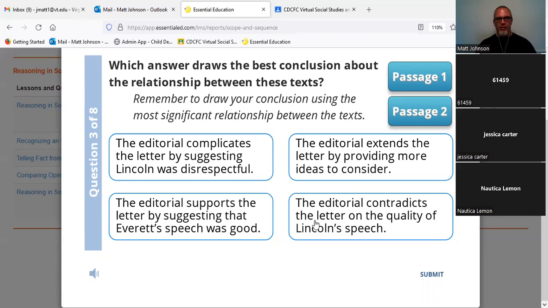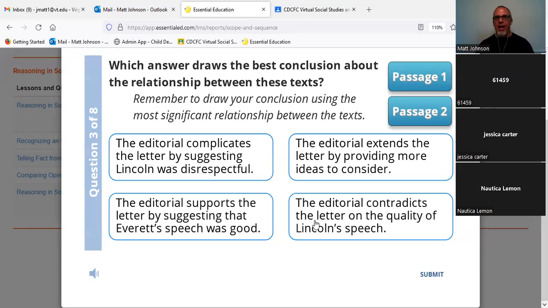And then here, like I've mentioned before, if you're drawing conclusions, some of the things that you could say about comparing two different passages. So does it complicate the letter? Does the editorial extend the letter, basically adding on to the praise given to the president in the letter? And then the third one, the editorial supports the letter?